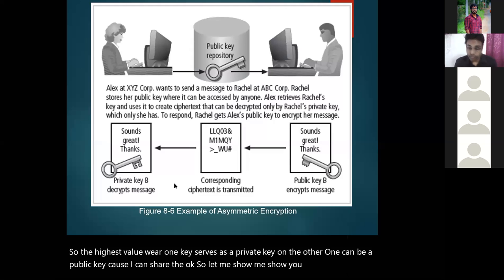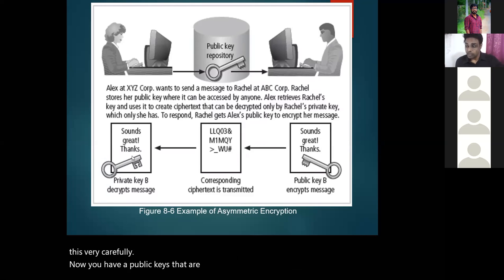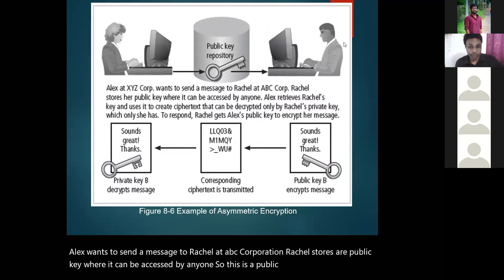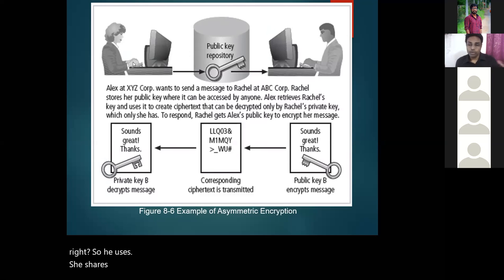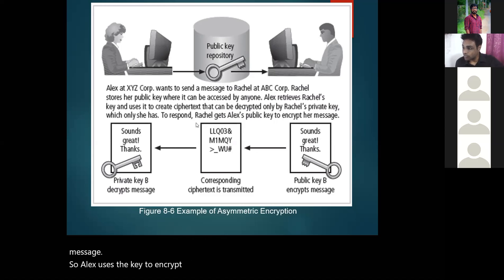Okay, let me show you this. Look at this very carefully. Now you have public keys that are stored over here. Let us say Alex wants to send a message to Rachel at ABC Corporation. Rachel stores her public key where it can be accessed by anyone. She shares it: this is my public key, use that to encrypt the message. So Alex uses that key to encrypt a message and sends this ciphertext.